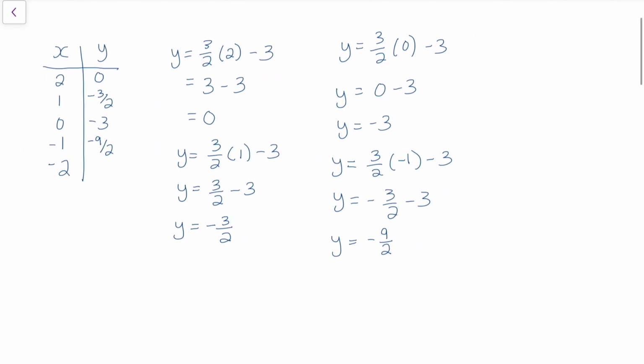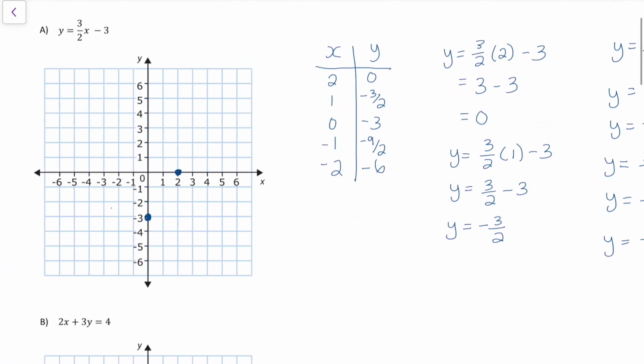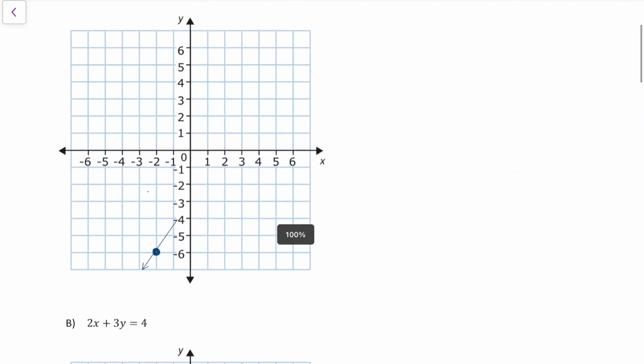That one's not a nice one to graph, so let's try and find our last one here. And there's another nice, neat point, -2, -6. And so I'm going to take a ruler or a nice straight edge, and I'm going to draw a line connecting all 3 of these points as accurately as I can. And then there's a few things that we want to make sure we're doing when we're graphing.